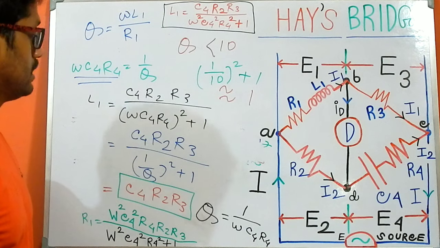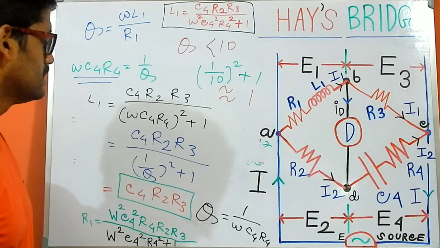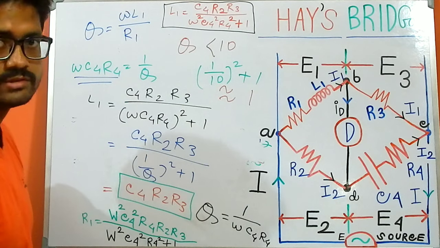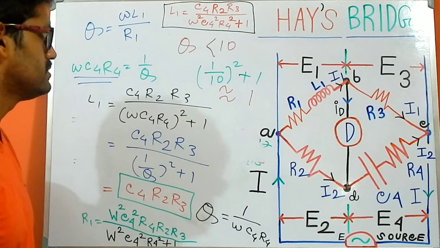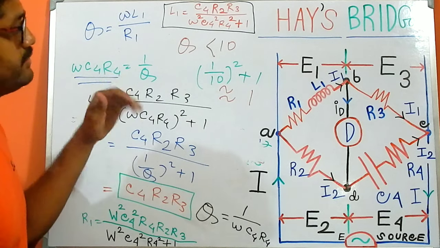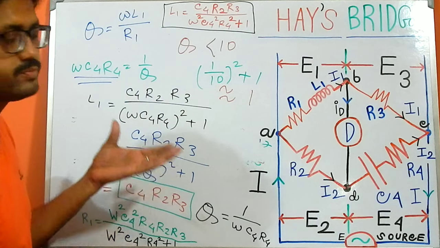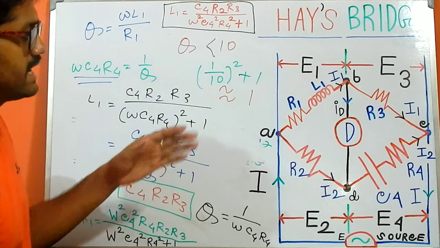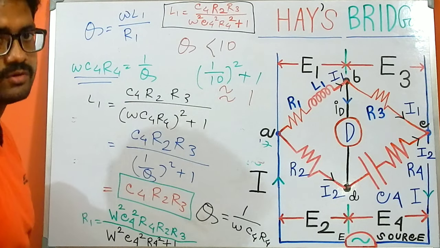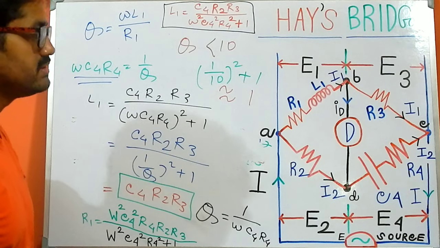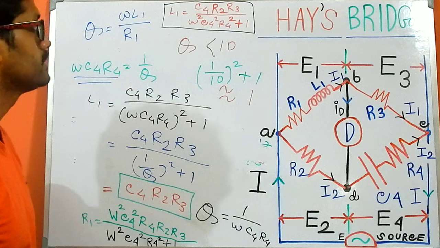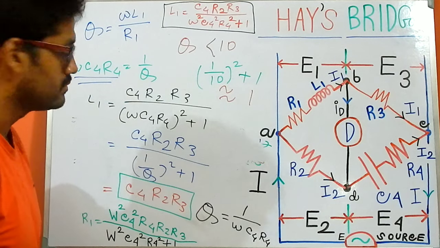The next part is very simple. The advantage of this bridge is that it is very suitable for higher Q factor values. For lower or medium Q factor values, this bridge is not so suitable. In our previous bridge, Maxwell's inductance capacitance bridge, the only different factor is that R4 and C4 are parallel in our previous consideration, but here R4 and C4 are connected in series. And this bridge is suitable for a Q factor value greater than 10 over here.